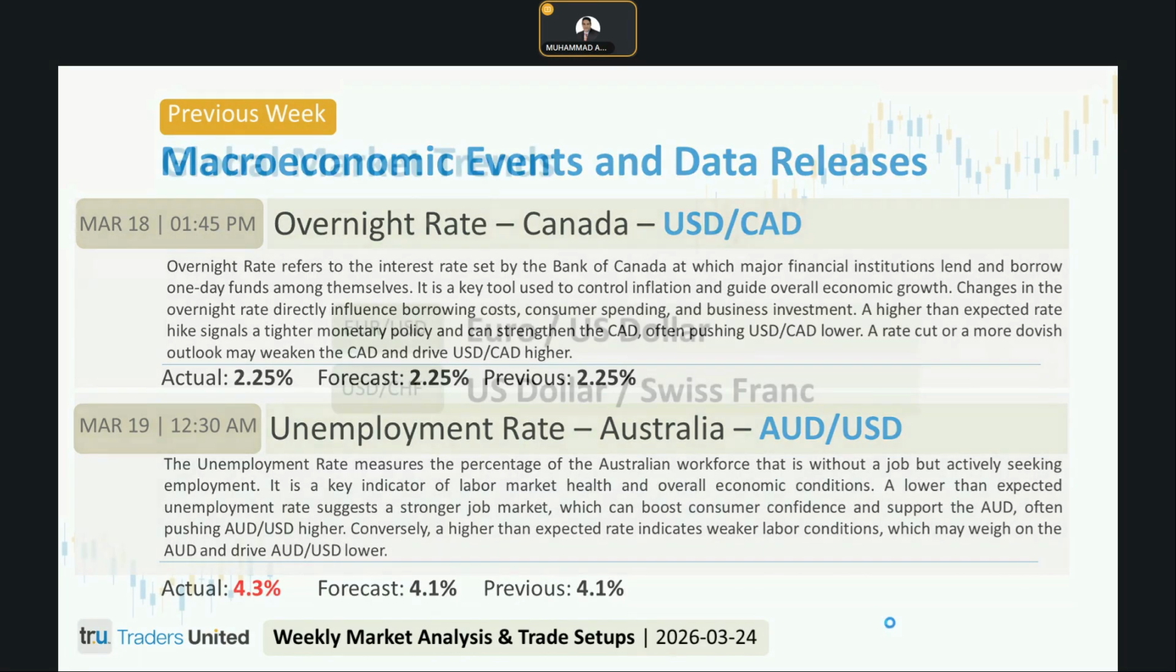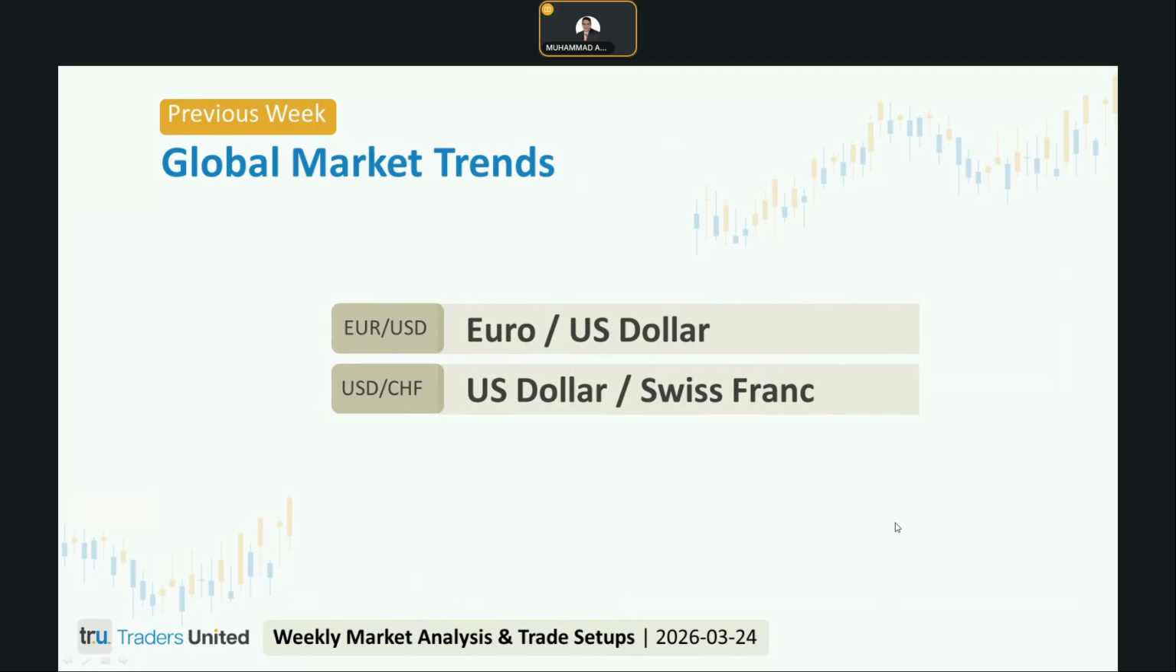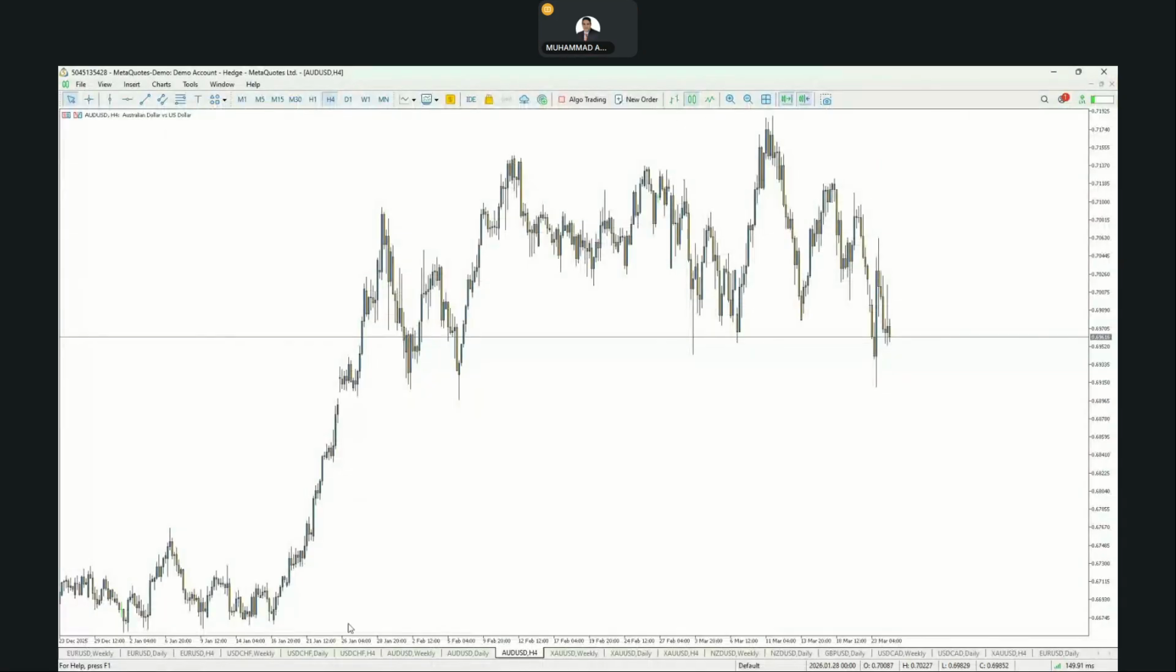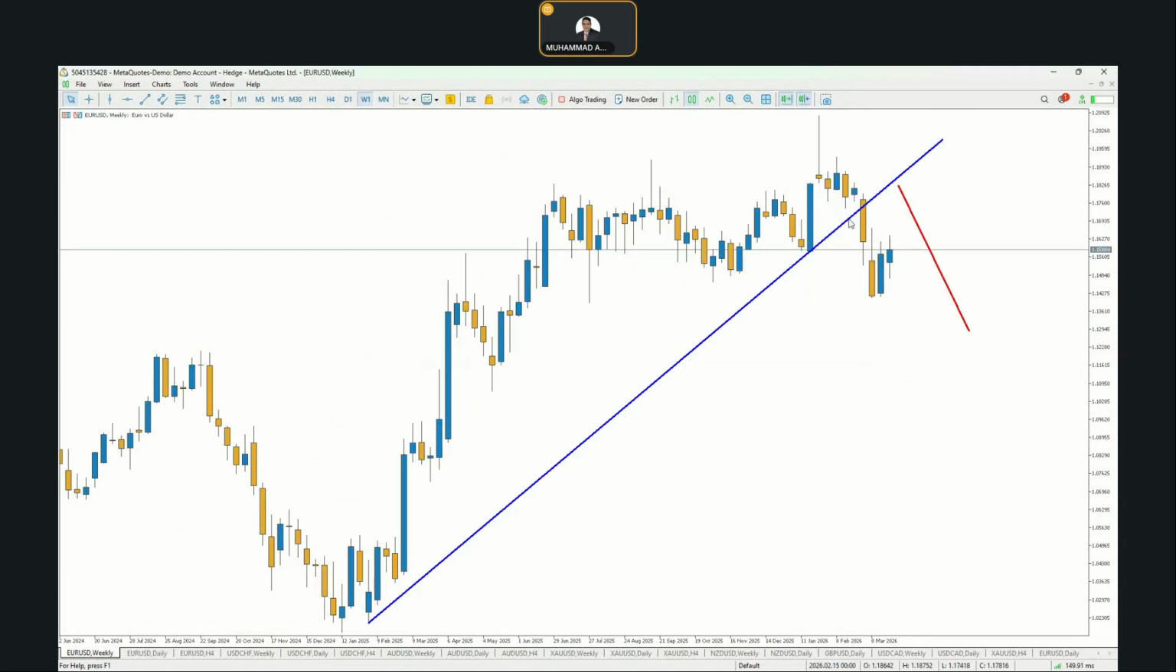Now, let us take a look at previous week global market trends. I'm going to discuss the euro dollar and US dollar Swiss franc currency pairs. So let us take a look at euro dollar first. Here is the chart of the euro USD currency pair, and this is the weekly time frame. The way I see it, euro dollar shows us a nice break to the downside.